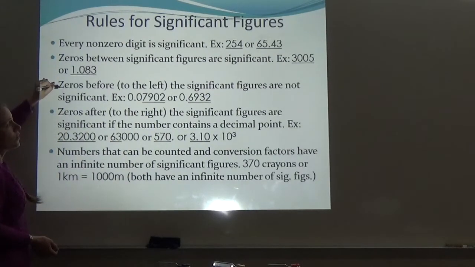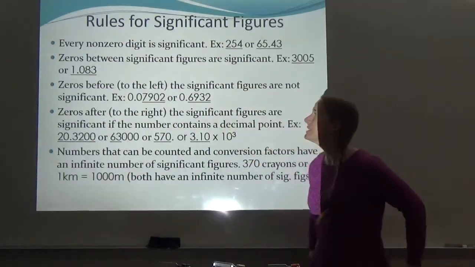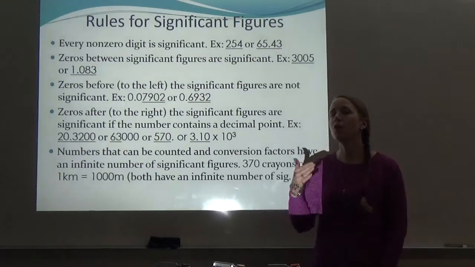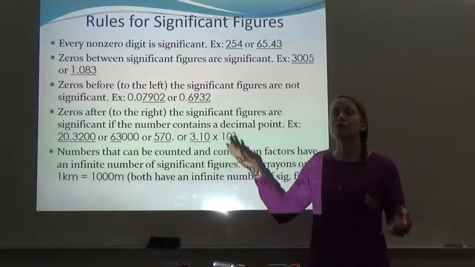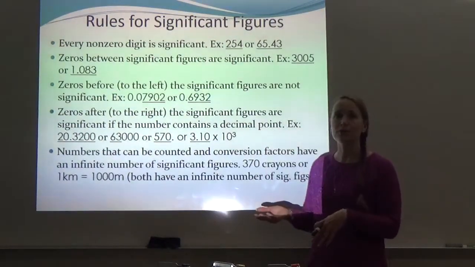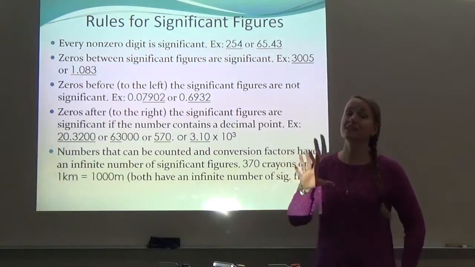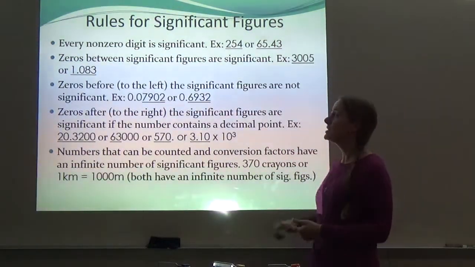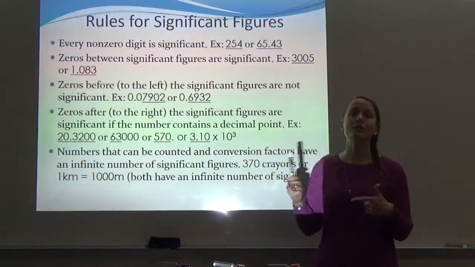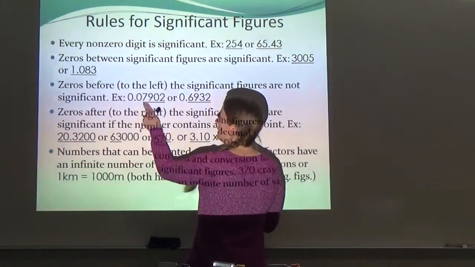Zeros before or to the left of the significant figures are not significant. Now, the important thing to remember is just because we say they're not significant, it doesn't mean they go away. We still write them and we still use them, and I'll show you why it's important to know whether something's significant or not when we do calculations in just a few minutes. So the important thing is they're still there. We'll still put them in the calculator, but it just helps us determine what our most accurate answer is.